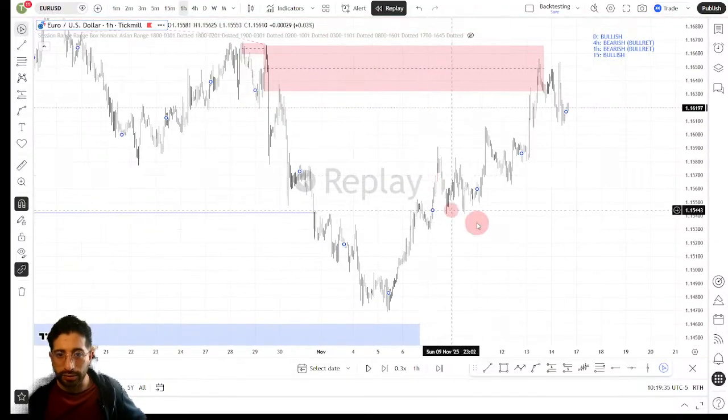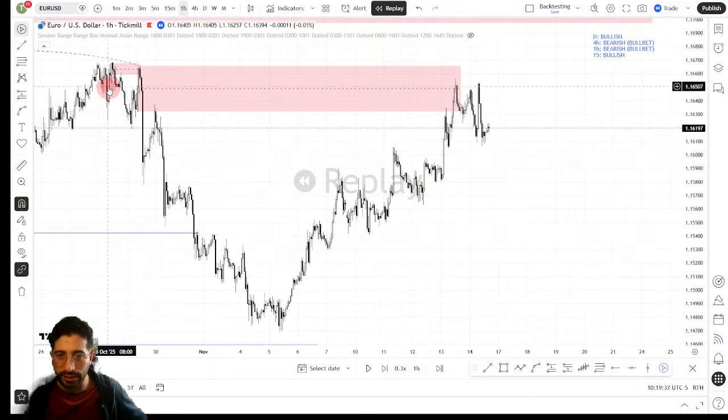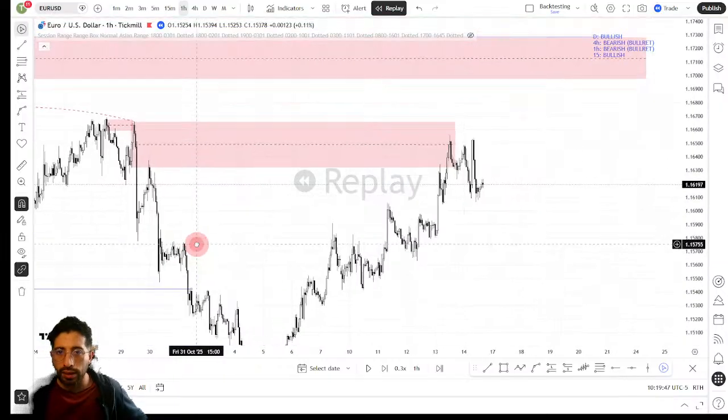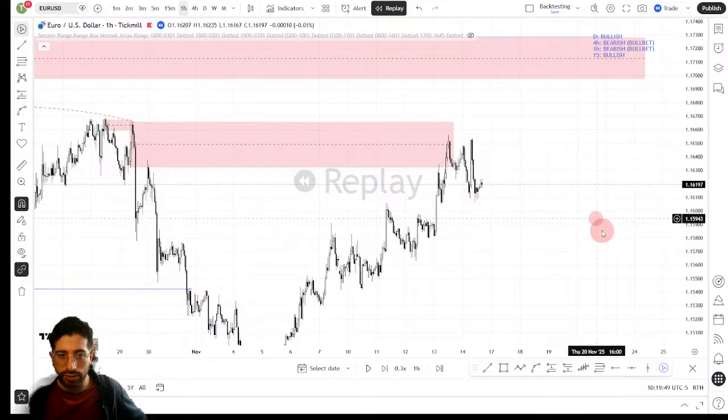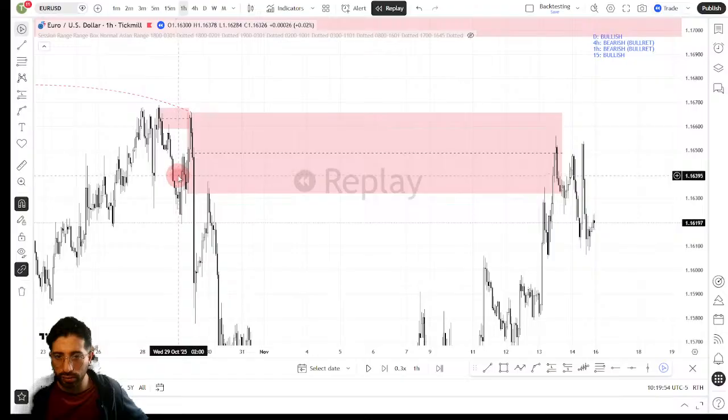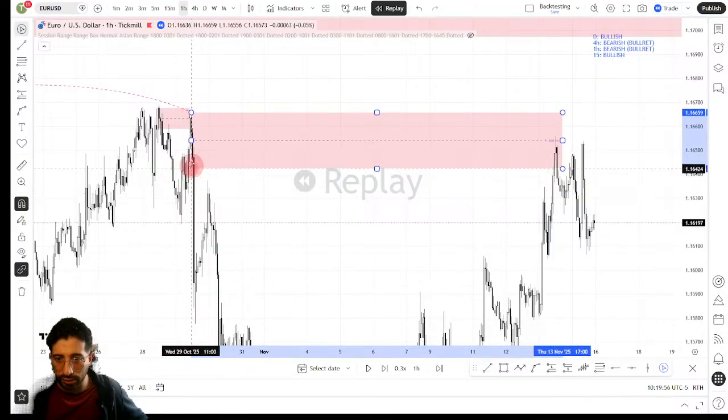So anyway, so far, this is the range beginning. There is no other one. Probably this one. No, this is not a really good one. Yeah, this one. This one was the one. And I'm gonna refine my 4 hour order blocks to a 1 hour order block, which is right here.